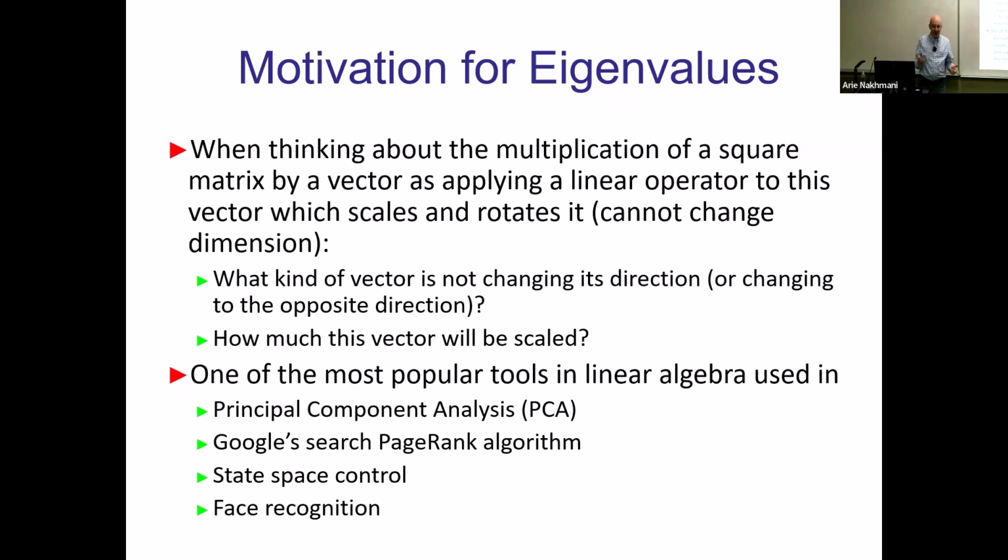You have that in state space control, you have that in face recognition, you have that in many different areas. And you have a lot of it also in computer vision and machine learning and communications. Pick your engineering area, you will find something with eigenvalues. And the reason is very simple, because this problem of what kind of vector is not changing its direction pops up in multiple different domains, in solution of differential equations, in solution of different problems in engineering. That's why it is so important to learn about eigenvalues.